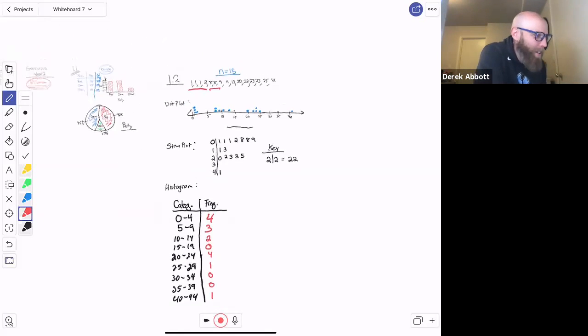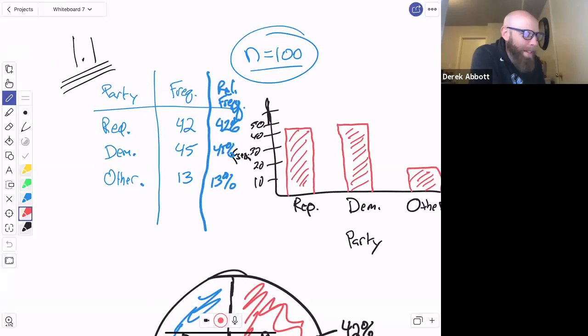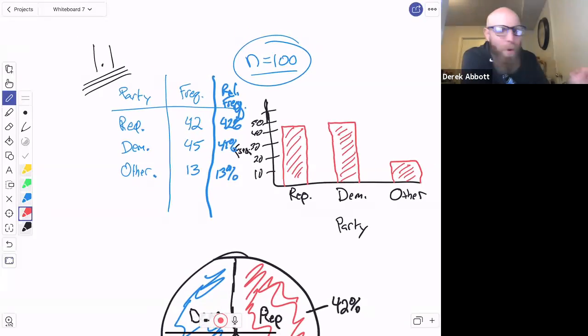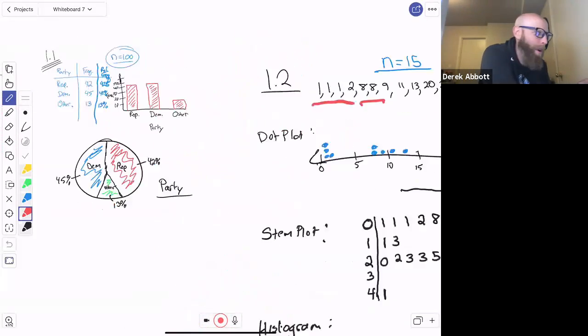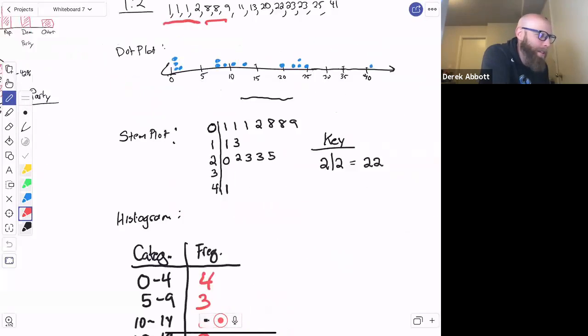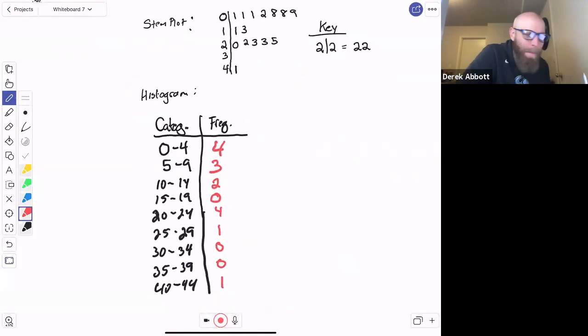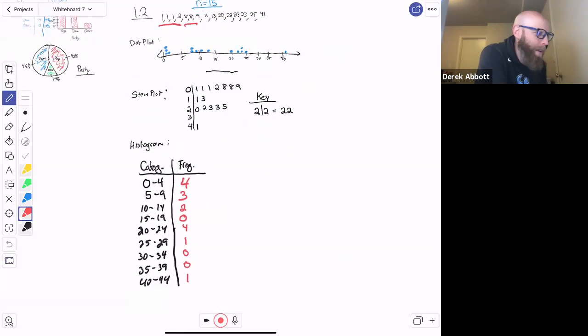Now, check that compared to the frequency table. It's the same idea, only these are true categories here in 1.1. In 1.2, these aren't actual categories that were given to us. I made these categories up. I made these numerical categories and then got to put stuff in it. So then that's what that looks like right there.